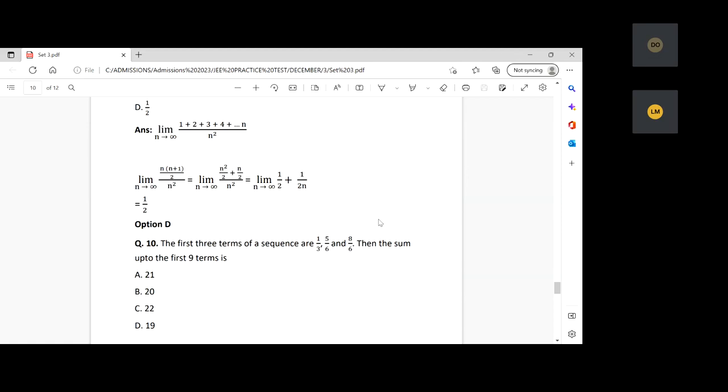First three terms of a sequence: 1 by 3, 5 by 6, and 8 by 6. Think about the ratio or the common difference, and whether you'll be able to do something. The sum up to first 9 terms, is it 21, 20, 22, or 19?